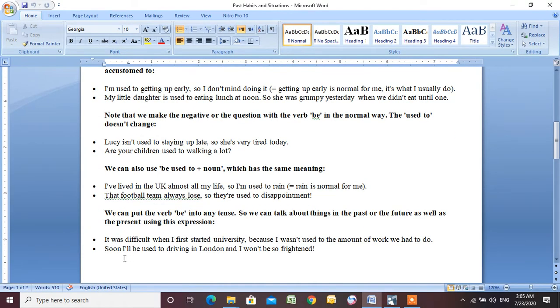So for example, you can say, it was difficult when I first started university because I wasn't used to the amount of work we had to do. So wasn't used to, it means that it's put in the past simple tense. The other example, soon I will be used to driving. So I will be used to driving. It's in the future. In London, and I won't be so frightened. So I can use it with other tenses.